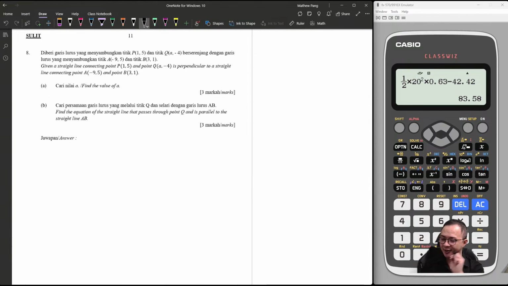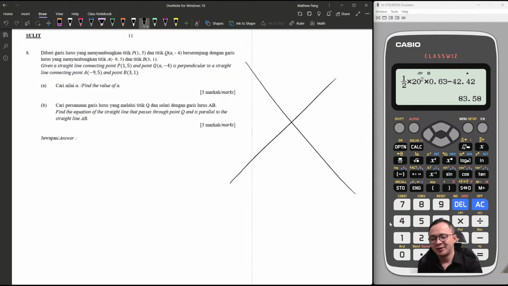Number 8. The straight line connecting these two points is perpendicular to the straight line connecting another 2 points. Okay, we have 2 lines, and each line is connecting 2 points, so we can easily find the gradient, and this line connects another 2 points, then they're perpendicular to each other. Then we find the value of alpha, 3 marks. Find the equation of the straight line passing through Q and parallel to AB.